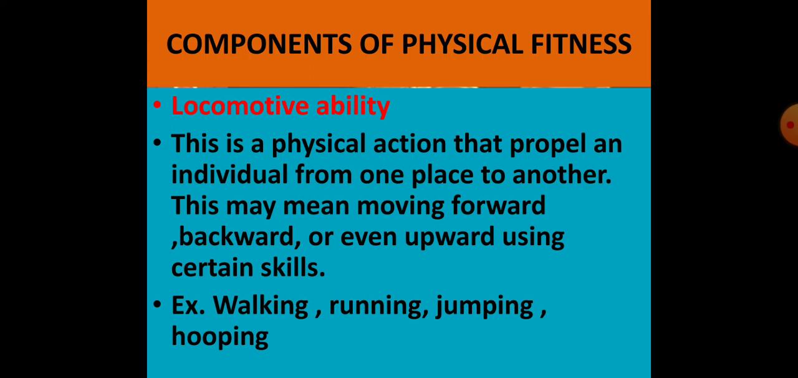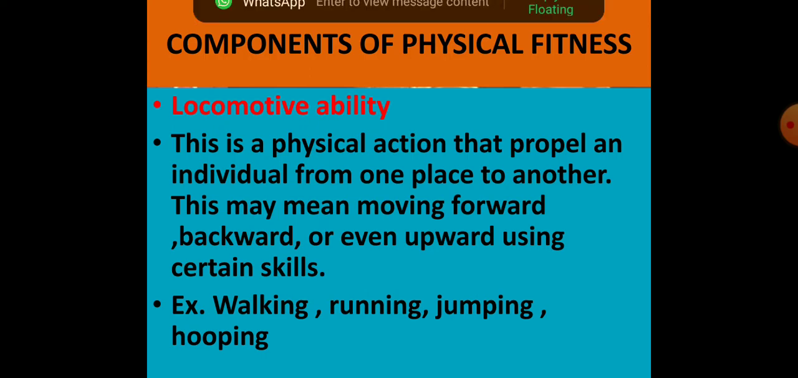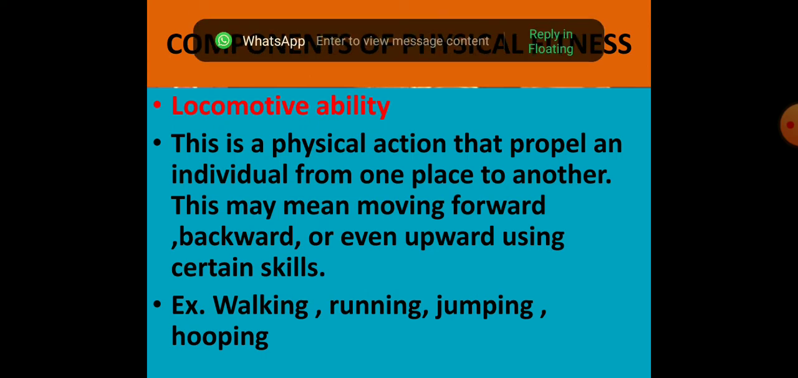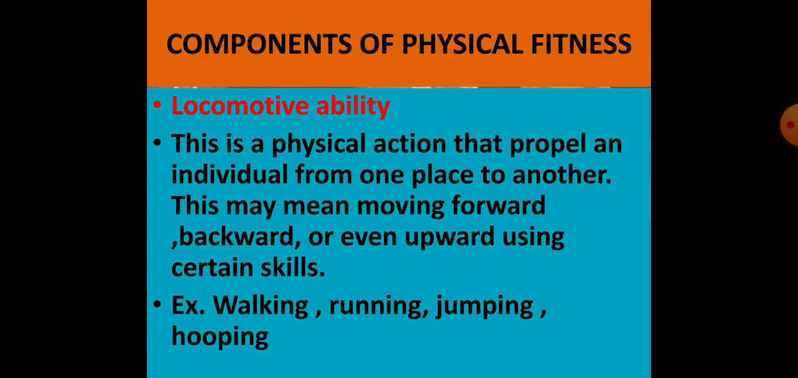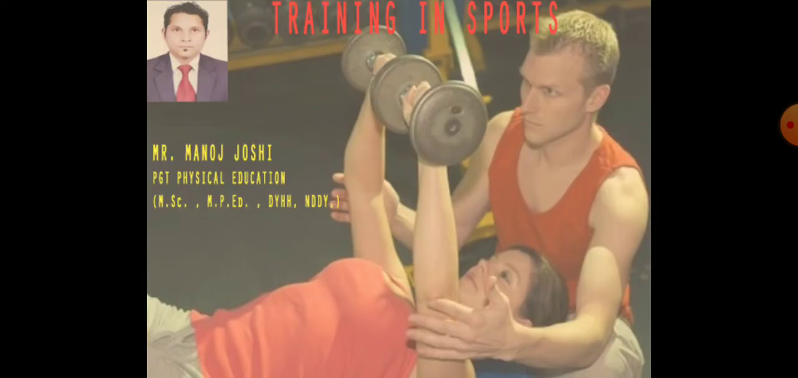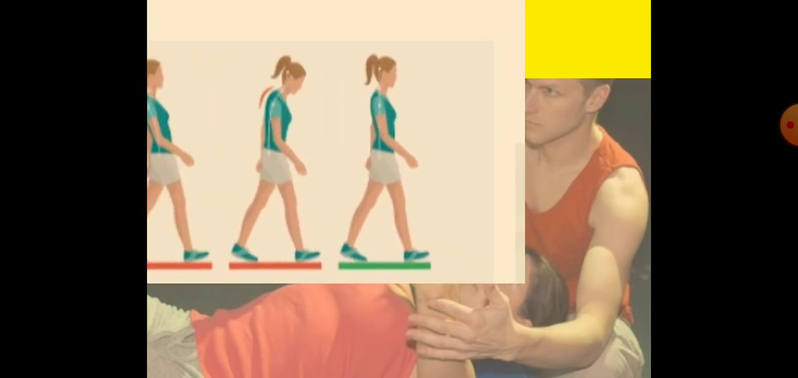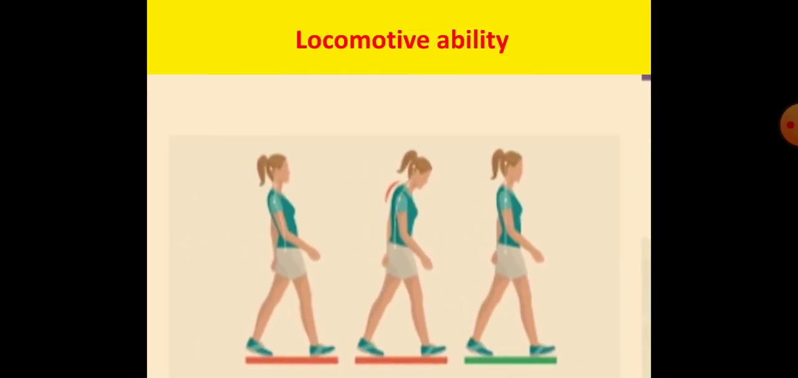When we reach the topmost level of speed, then we maintain it, that is speed endurance. Then after that, when we are coming down, we are not coming down quickly. We are coming down slowly, gradually, by performing certain types of actions while we are bringing the speed down. That is known as locomotive ability. The picture we can see here shows locomotive ability while we are coming down to rest.